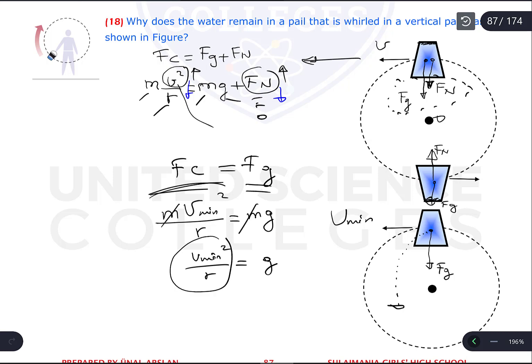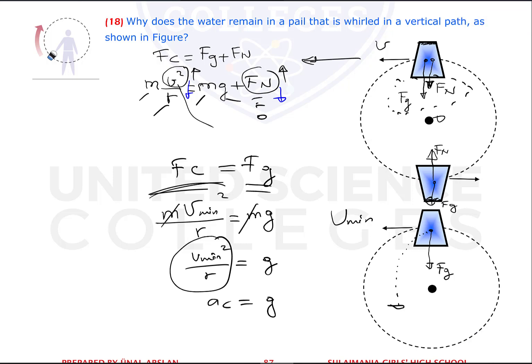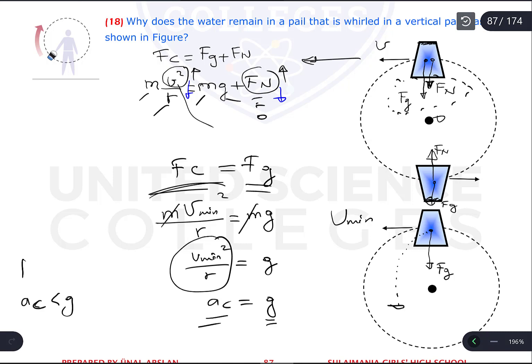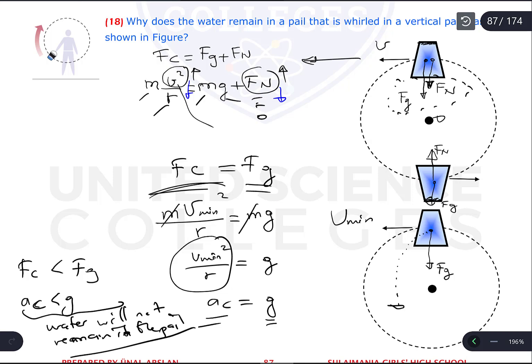What is v minimum squared divided by r? Which is ac. Yani another condition. If centripetal acceleration of the pail and the water is equal to g, you can still keep the water inside the pail. But if ac is less than g or fc is less than fg, so water will not remain in the pail.